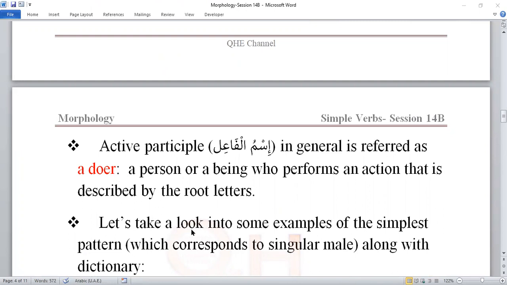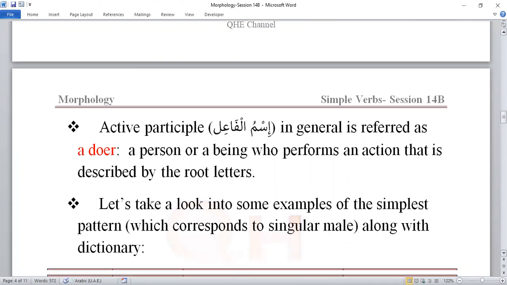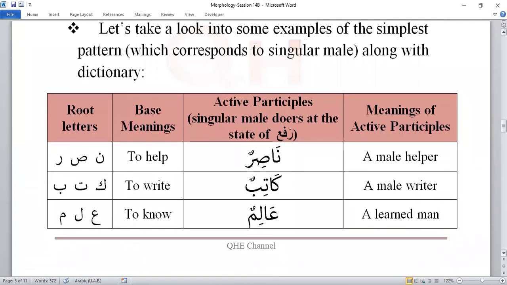Now let's take a look into some examples of the simplest pattern, which corresponds to singular male, along with the dictionary. Let's take a look at some examples of the conjugation of singular male active participles. In this chart I have root letters, base meanings from the dictionary of these root letters, and we also have active participles for singular male doers at the state of rafa, and the meanings of the active participle. So for root letters noon, sod, ra, the base meaning is to help. And the conjugation for singular male at the state of rafa is nafsurun, using these three root letters.